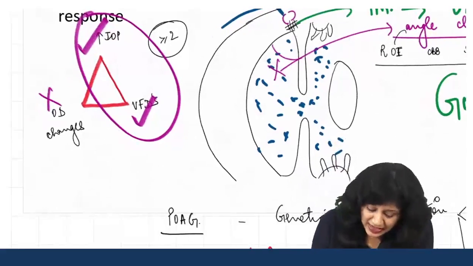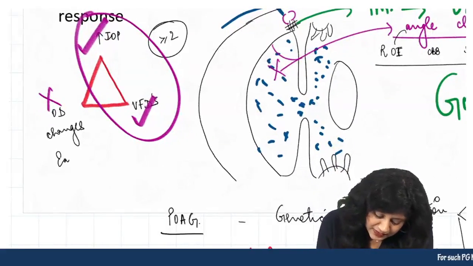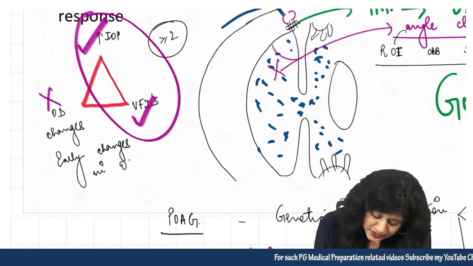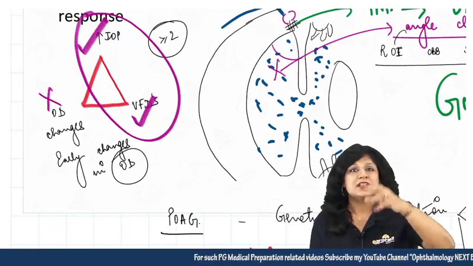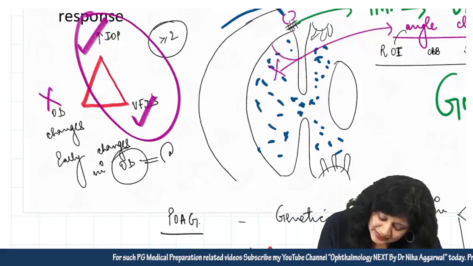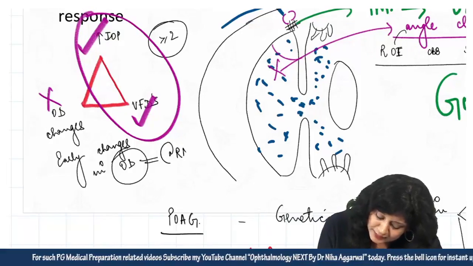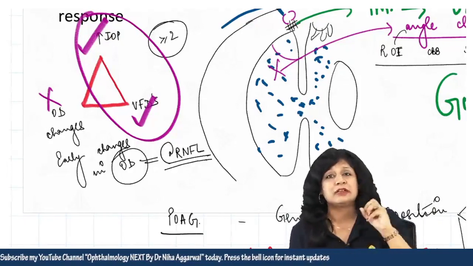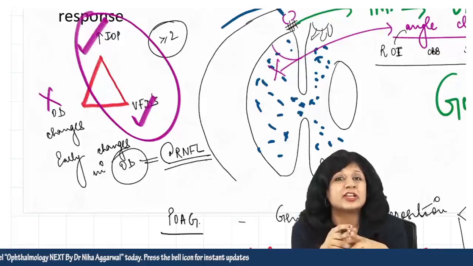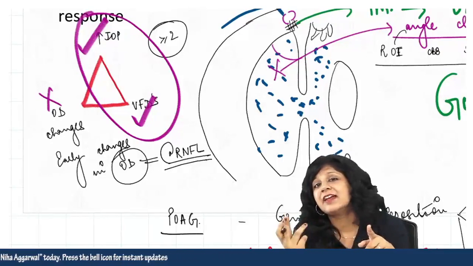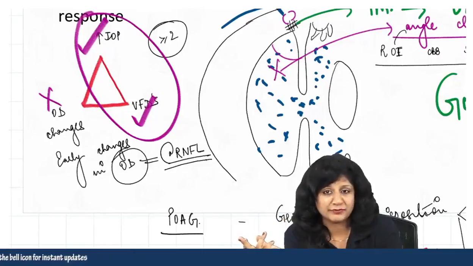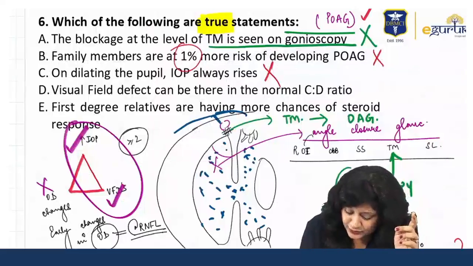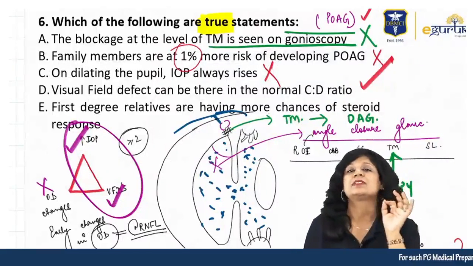If I am having early changes in the optic disc, what happens? These changes are taking place at the level of the nerve fiber layer. Because these changes have not reached the inner part, they are not affecting the CD ratio there, but they are there, so they can be causing the visual field defects. That is why this statement is actually correct. One can have visual field defects even in the presence of a normal CD ratio, right?